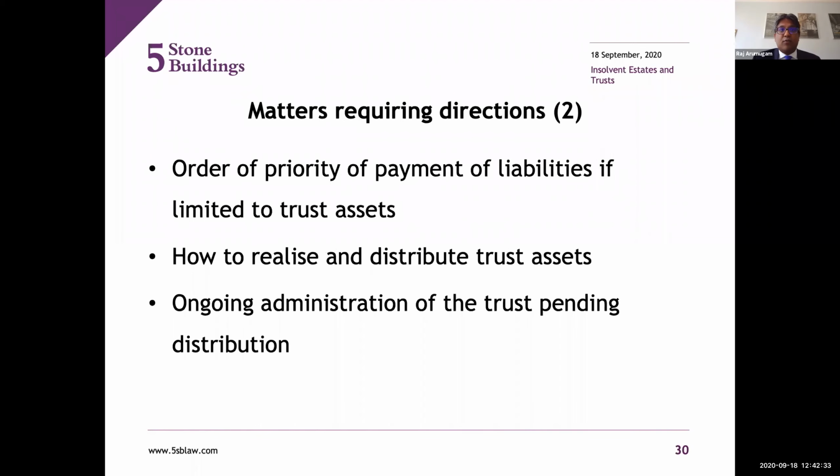Next slide, please. Fourthly, a hugely important question in an insolvent trust is what is the order of priority for payment of liabilities if those liabilities are limited to trust assets. That's plainly going to lead to potentially quite a bun fight, as in fact we saw in the Z Trust litigation, where that was a hugely pressing question in Jersey. Fifth, the practical question of how to realise and distribute trust assets and the timing around that, and of course that will take into account the other issues that I mentioned above. And finally, what about the ongoing administration of the trust pending distribution? What steps should the trustees be taking while all of the above are being sorted out?